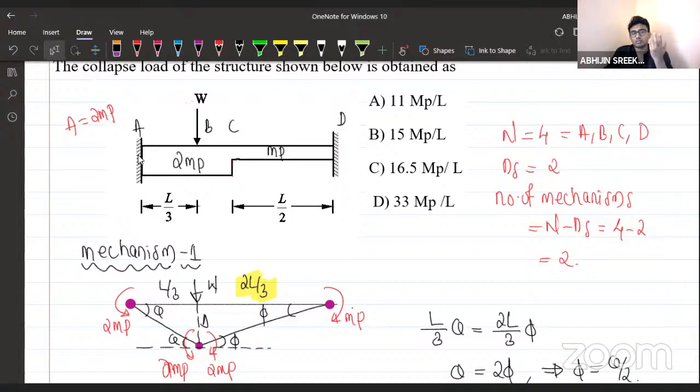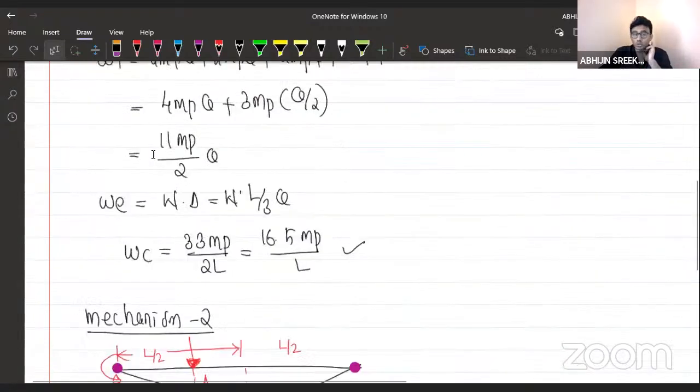At what point, when the moment reaches, at what point collapse happens? Is it MP or 2 MP? Which is the weaker section? This is weaker, right? Where the collapse will happen. And at this section, when the moment reaches MP, collapse will happen. It's not 2 MP. When it reaches MP, collapse will already happen. So at this location, we have to consider MP, not 2 MP.